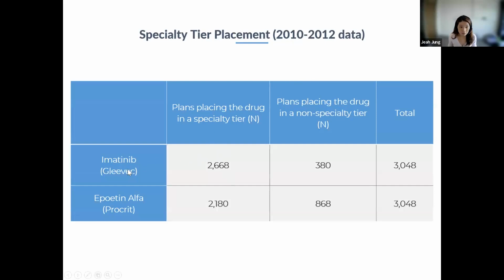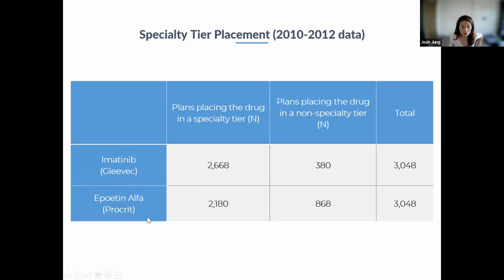This is imatinib, Gleevec. It's a leukemia treatment. Back then it was a brand name drug. Now generic drugs are available for Gleevec. And Epoetin treats anemia that you may have when you are on chemotherapy. Oftentimes those who use chemotherapy use Epoetin. This is expensive as well, not as expensive as Gleevec, but it's an expensive drug as well.